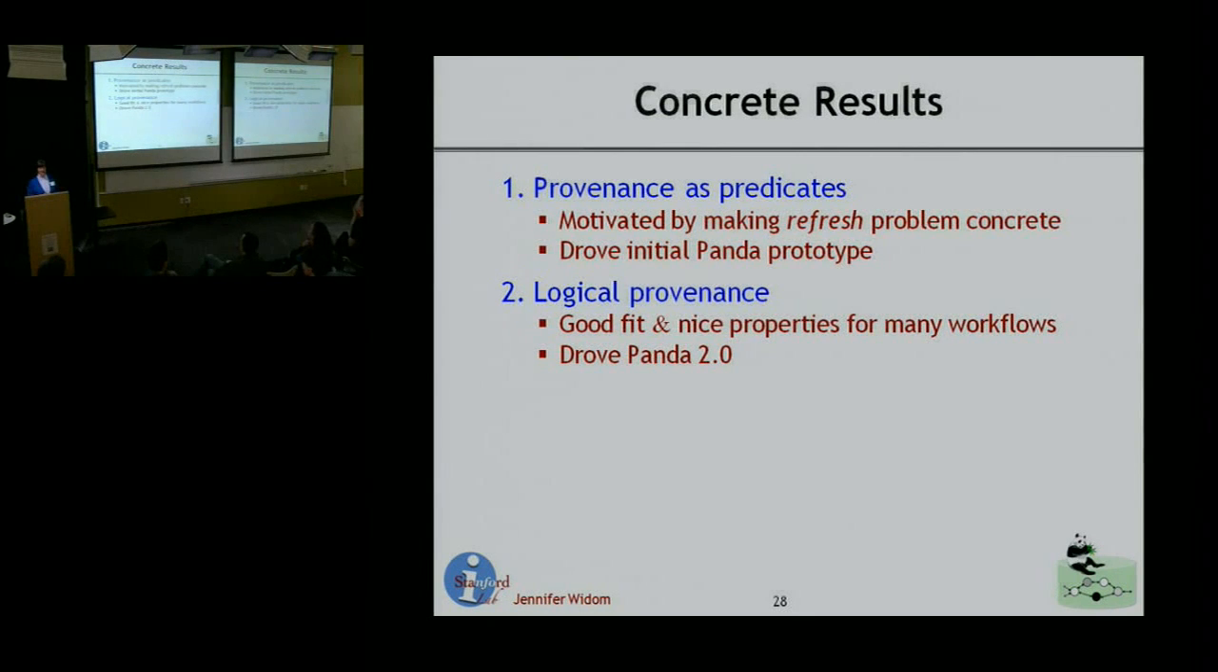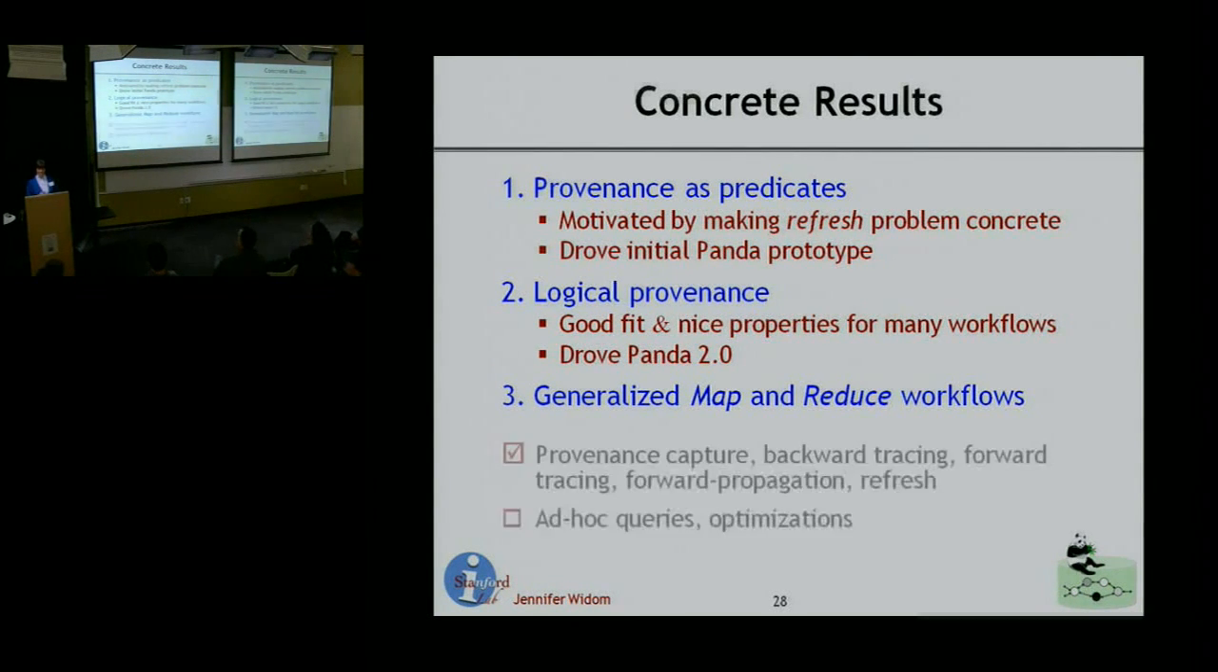and this actually turns out to be a nice way to specify provenance in the settings where it works. Doesn't always work. And that drove the second iteration of our prototype. And the third thing I'm going to talk about is what we call generalized map and reduce workflows. And this is a data-oriented workflow like I showed you, except every node is either a map function or a reduce function. So that's even more specialized.